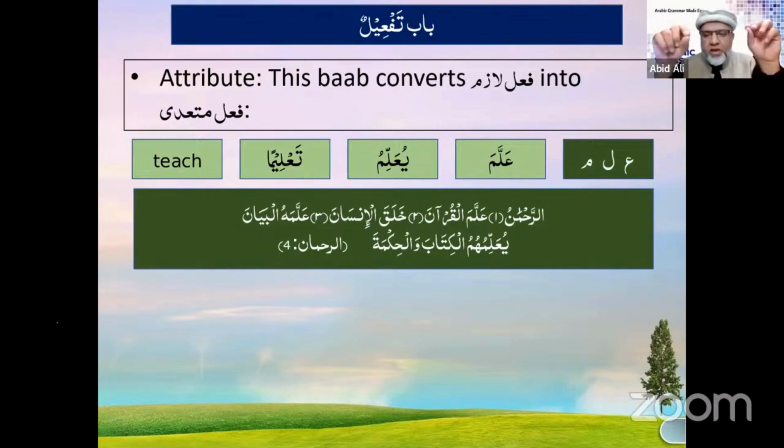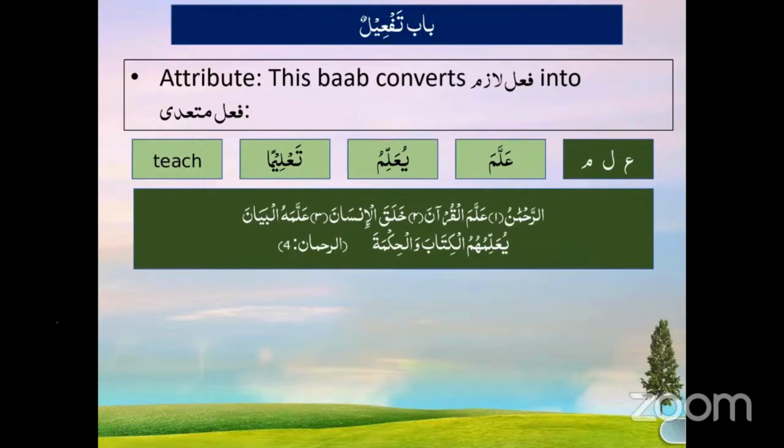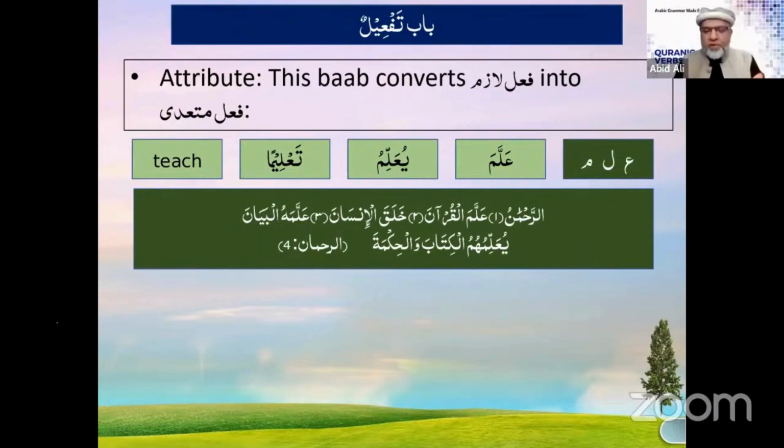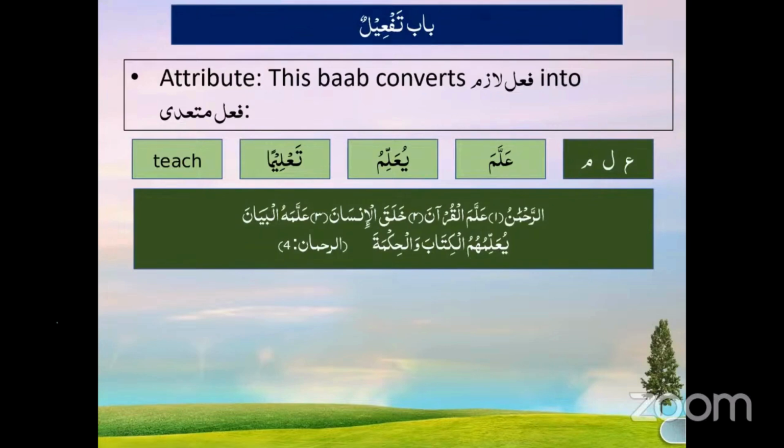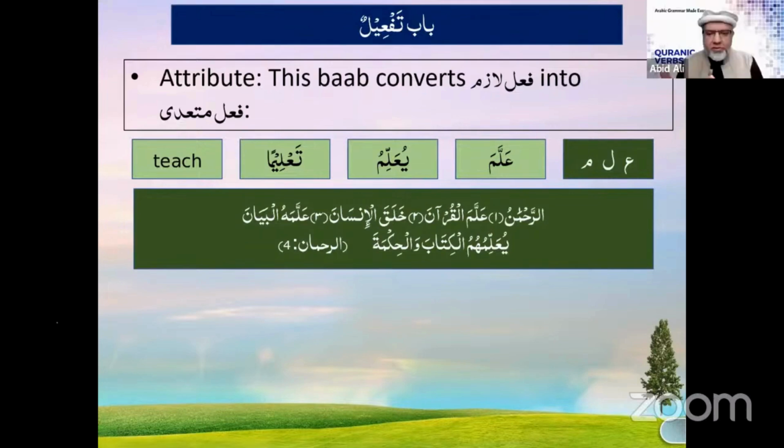That means he taught. What is the meaning of fa'ala? He did. Now, when we say he did, do we have an inside fa'il or an outside fa'il? Inside fa'il. So, Allama, he taught. We are saying he is inside.